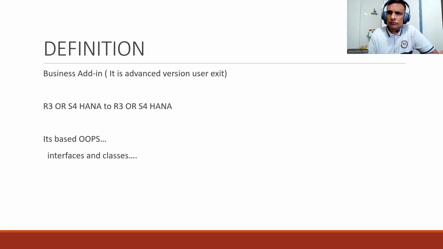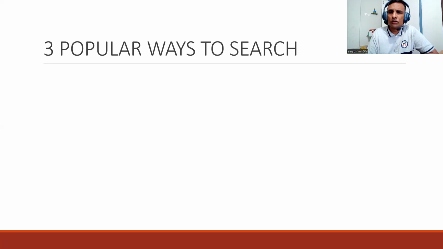Most of the time in SAP, we can write it at sales order level and delivery level. So this is all about BAdI, the advanced version of user exit. Now let me show you three popular ways to find it. Let's see.